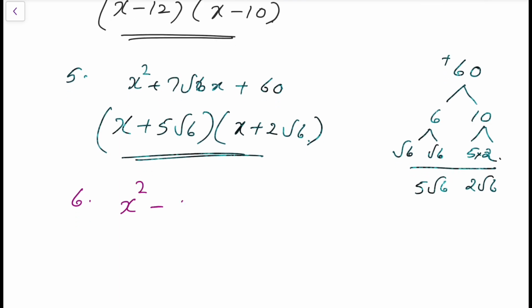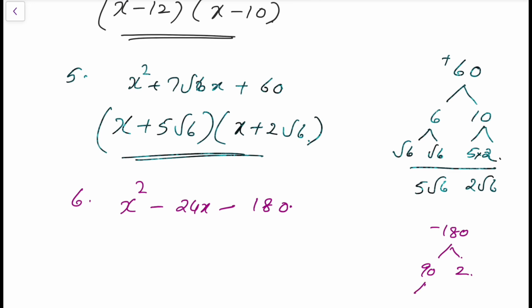X squared minus 24x minus 180. So find the factors of minus 180 such that you are getting 24. If you add or subtract, you get 24. So 90 into 2, you can't do anything with this.